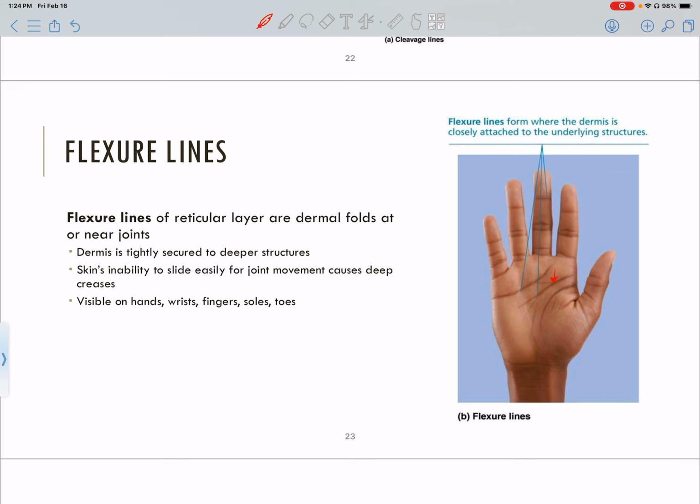So they help secure our dermis to deeper structures so that when our joints move and our skin stretches, we can move it easily. So they're visible in places where we have a lot of joints, our hands, wrists, fingers, our soles of our feet, and our toes.